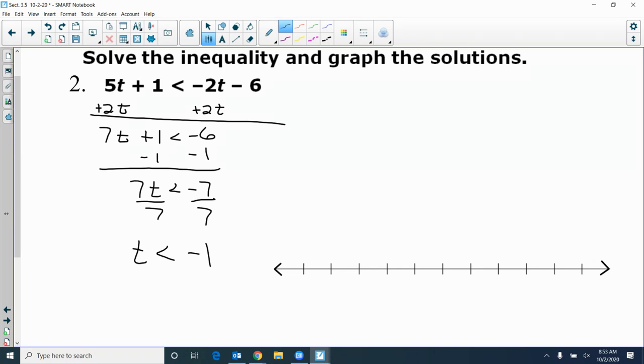All right, so t is less than -1. 1, 2, 3, 4, 5. Put -1 in the middle. A hollow dot, shade to the left. Hollow dot, shade to the left.